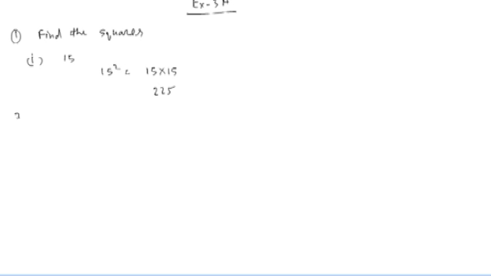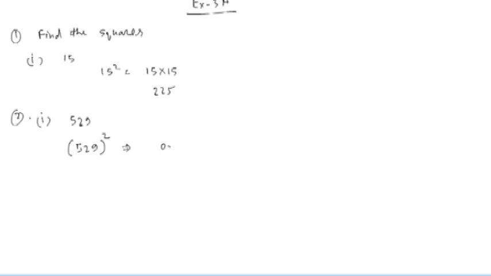Question number two: determine whether the square of the following numbers will be even or odd. The first number is 529. It is asking whether the square of this number is even or odd. Simply don't multiply; just look at the unit place digit. It is 9, which is odd. So the square of an odd number is always odd.